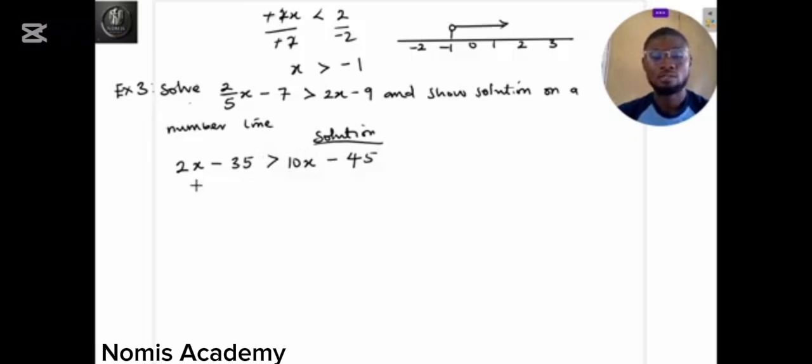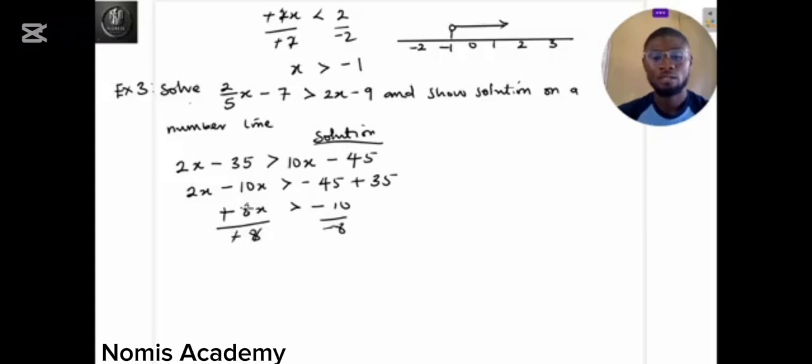Now I can collect like terms since I have a straight inequality. 2x minus 10x greater than minus 45 plus 35. So 2x minus 10x is minus 8x, greater than minus 45 plus 35, which is minus 10. From here I can divide both sides by minus 8.